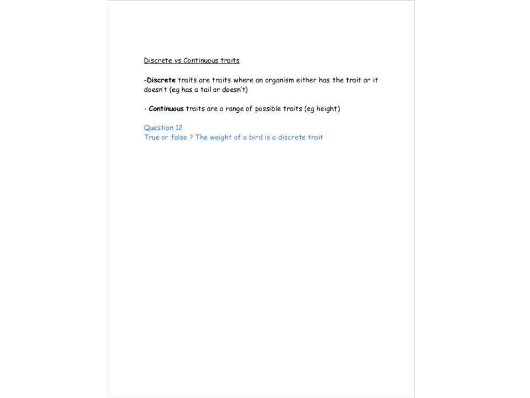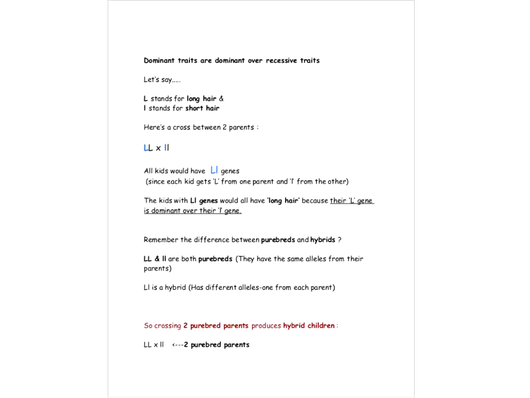Okay, so continuous traits are a little bit different. They're a range of different possibilities. Discrete traits are either or. You have a tail, you don't have a tail. With continuous traits, it's not like you have a height or you don't have a height, you have a range of possible heights. So here's a question. True or false, the weight of a bird is a discrete trait? That's false. The weight of a bird is a continuous trait. You can have all different weights. All right, we're done that one. Let's go to the next one.